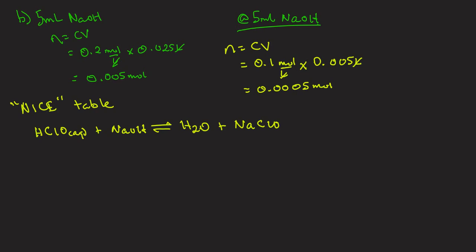Okay, so this is the beginning of our nice table. Remember, not really a nice table, but we can say initially there is a change, and then what happens at equilibrium, but not quite. We'll talk about that in just a bit. So we have these many moles of acid from our calculations above. We have that many moles from our calculations above of base.